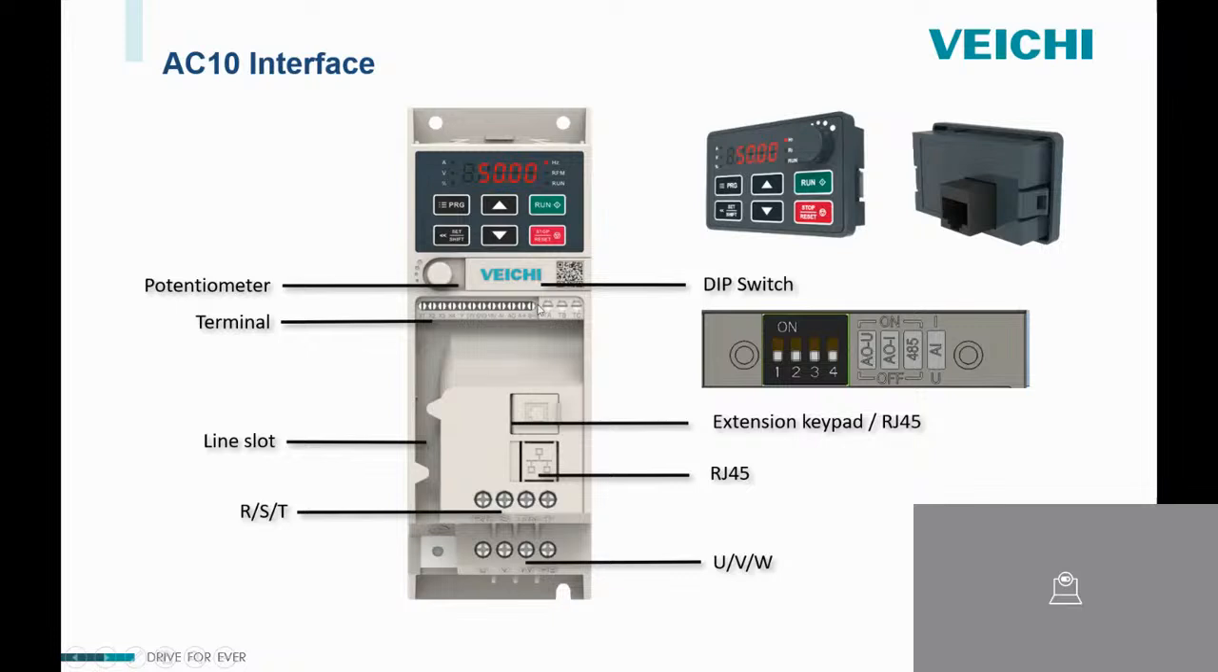And we have here DIP switch. So using this DIP switch, you can change your analog input type. You can change the voltage or current type analog input. And we have analog output. So using this DIP switch, you can change your analog output type. It's voltage or current or RS485.